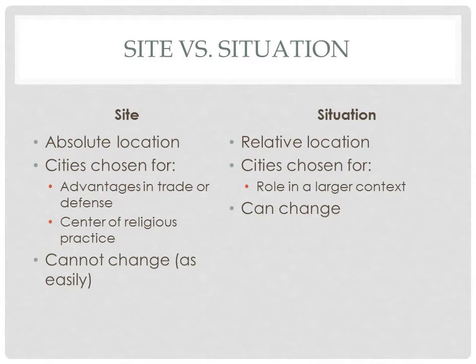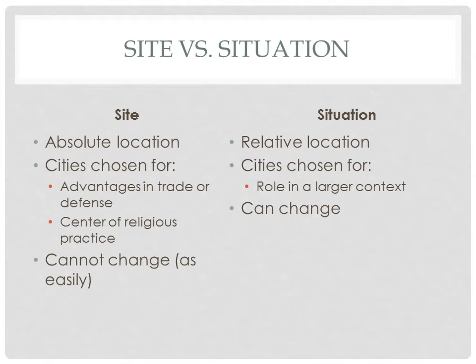Situation is its relative location. And so cities oftentimes are chosen based on situation in a larger context, their relationship in a larger context. And that situation can change. So for example, let's give a specific example to explain how this goes. Rome, during the height of the Roman Empire, was the central city. It was the center of power of the Roman Empire. It was the head of the Roman Catholic Church.